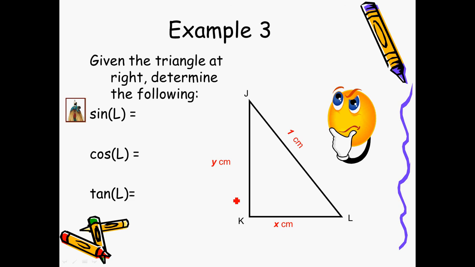Alright, how about this one? So this one has, same again, a right triangle. Sine of angle L is the opposite, y centimeters, over the hypotenuse, 1 centimeter. Centimeters cross out, and y over 1 is just y. How about the cosine? X centimeters over the hypotenuse 1 centimeter. Centimeters over centimeters cancel out. X.